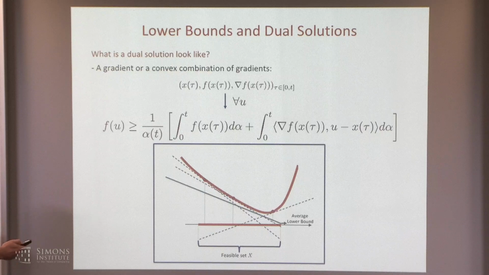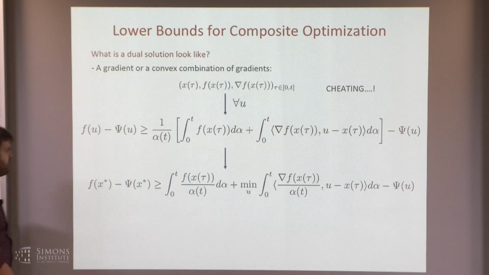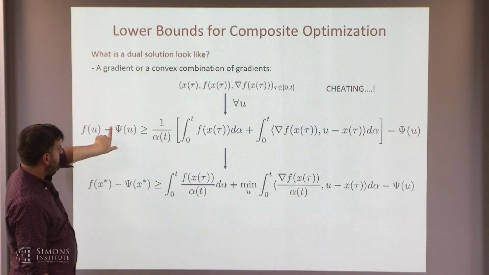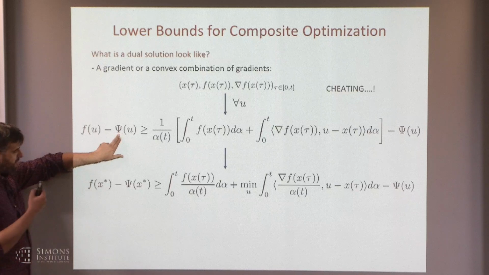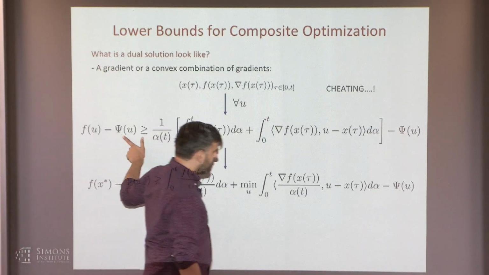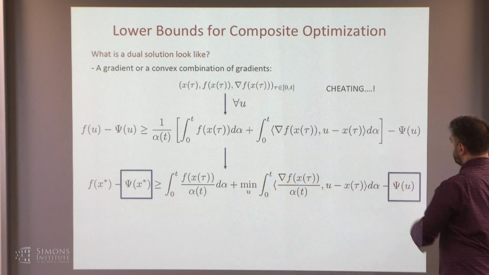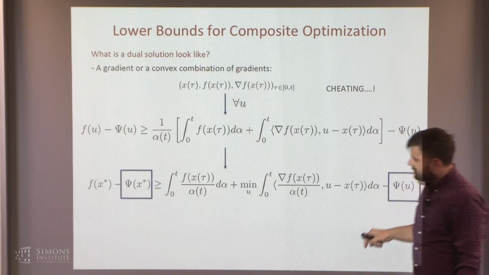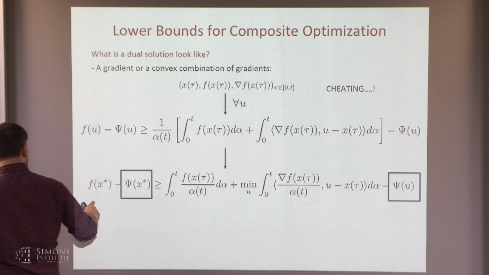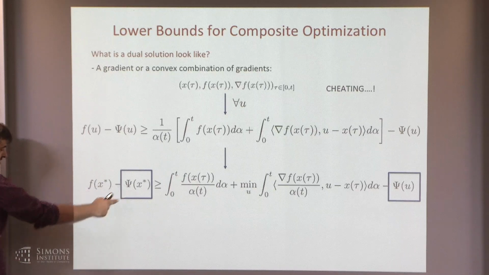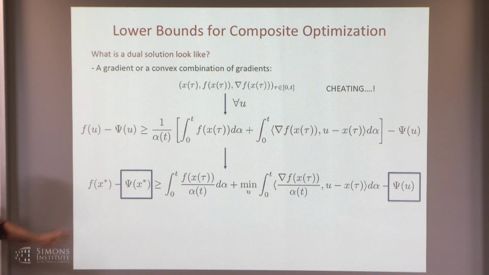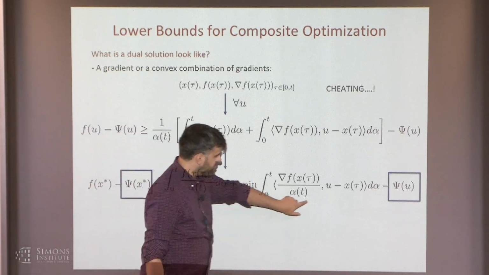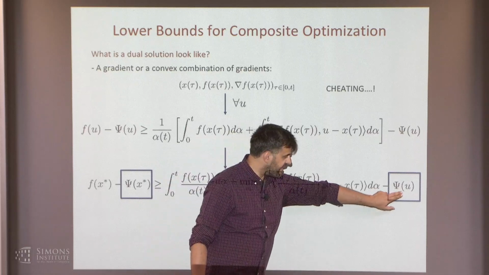So conjugate duality helps you simplify this expression, and the intuition is this. I did this for f, but because I care about psi, I can add psi on both sides of my expression, and then minimize on both sides. When I minimize, I know that f of x star minus psi of x star, which is my optimum, is lower bounded by this expression, where now I have a minimization over u. And the minimization includes psi.